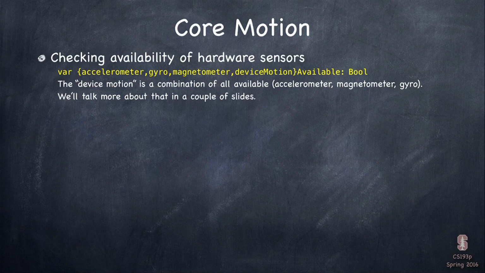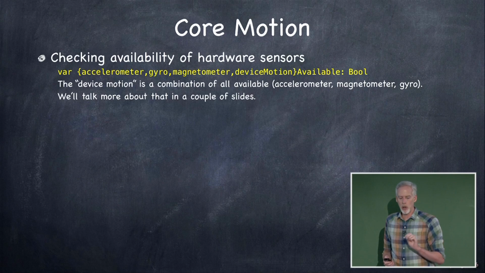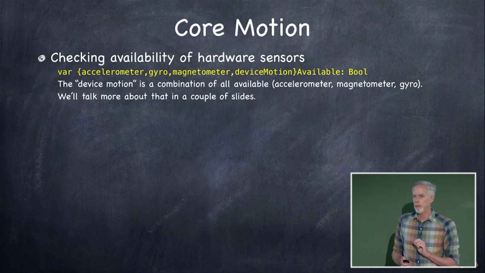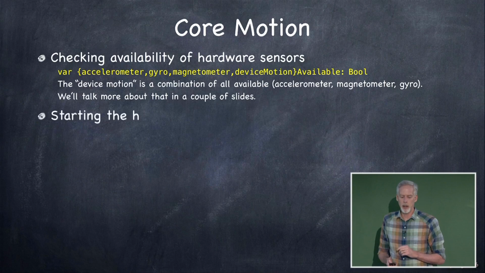Checking the availability, you just ask the CMMotionManager, accelerometer available. That's a Bool, and it'll tell you yes or no. Or magnetometer available, and that's how you find out. It's as simple as that. You always want to check that though, because if it's not available and you start asking for things, you're going to get errors. All right.